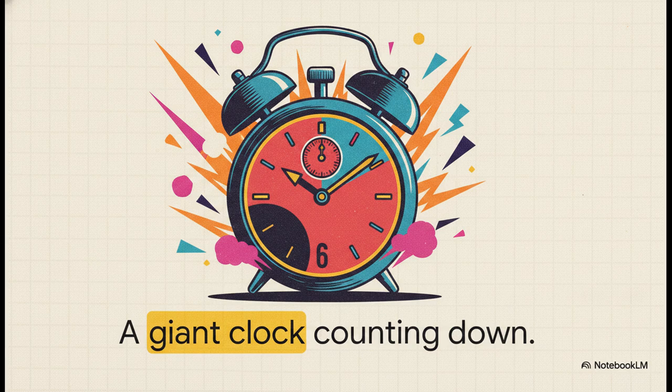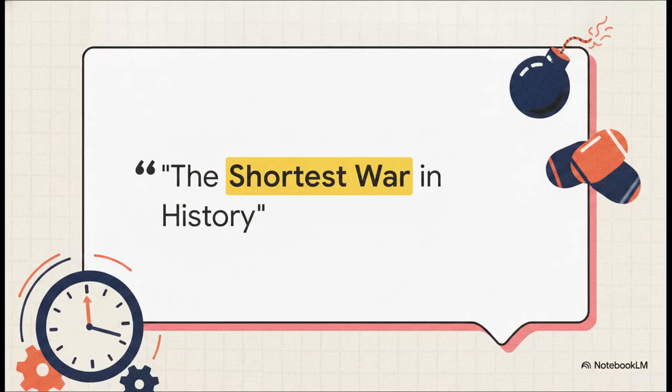Think about why this matters. A giant clock isn't just a picture of time passing, it creates immediate, undeniable urgency. It signals to your brain that something explosive is about to happen, and you absolutely need to stick around to see what it is. It literally manufactures suspense out of thin air, before a single historical fact has even been introduced. Simultaneously, the prompt requires the display of this exact text: the shortest war in history.